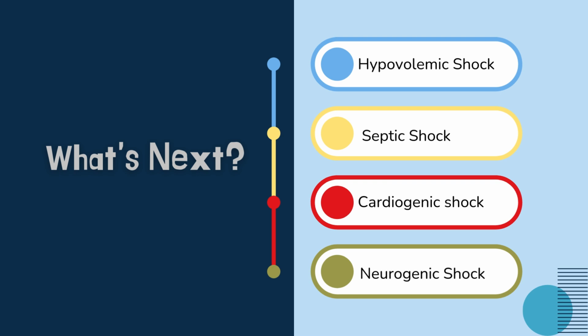So, what's next? Now you know what shock really is. Stick with this series, and we'll break down each type, hypovolemic, septic, cardiogenic, and neurogenic, one by one, with all the physiology, clinical pearls, and algorithms you need to recognize and treat them fast. So join me on the next video, and let's keep saving lives.